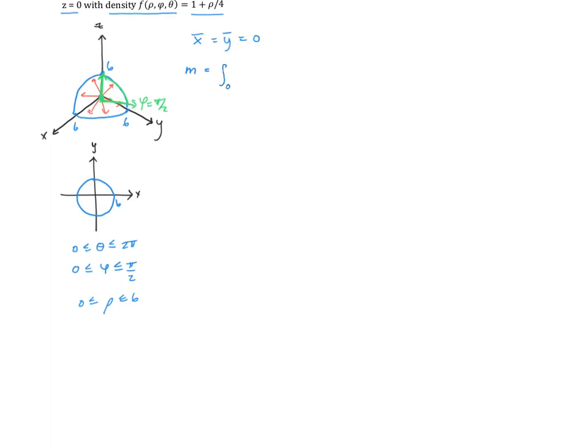I'm going to do theta on the outside, the usual order. So 0 to 2 pi, then phi is going to go 0 to pi over 2. And then from 0 to 6 would be my rho function. So my density function is 1 plus rho over 4. But then this is spherical, so I have the rho squared sine phi d rho d phi d theta.